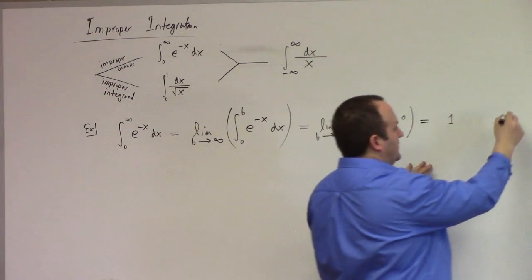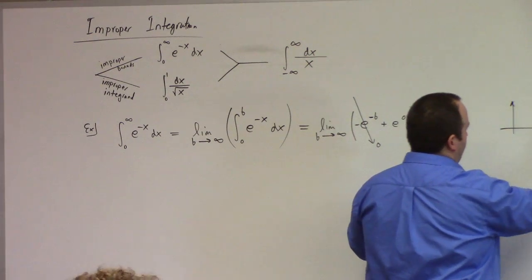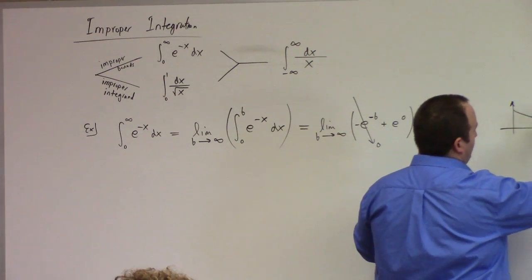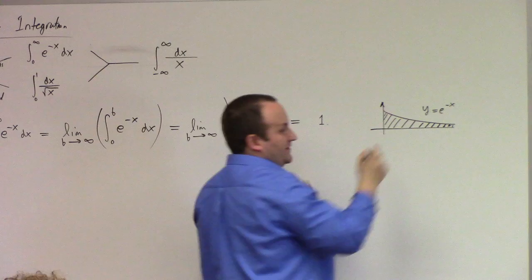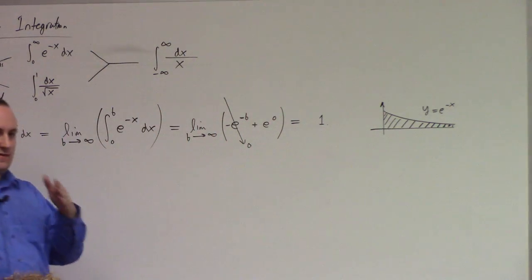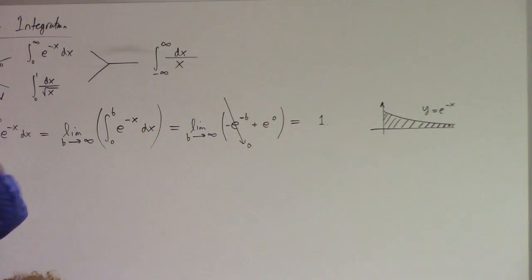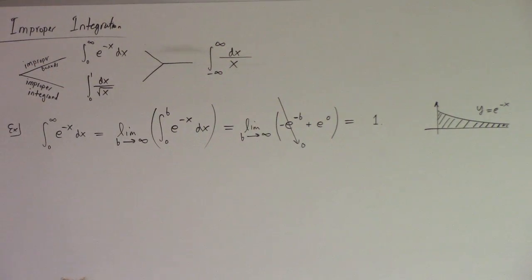Geometrically, what's going on here is we've just shown that the area under this curve from 0 to infinity, this guy I'm shading, is area 1. It's an infinitely long shape, but the height goes to 0 in such a way that the area bounded is finite. In fact, it's 1. Kind of neat, right?